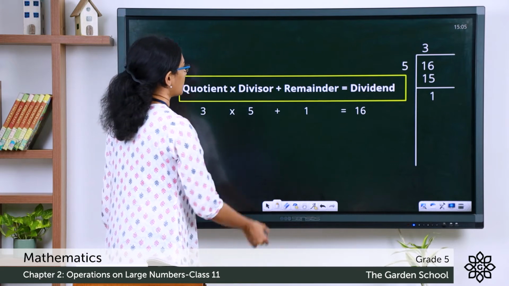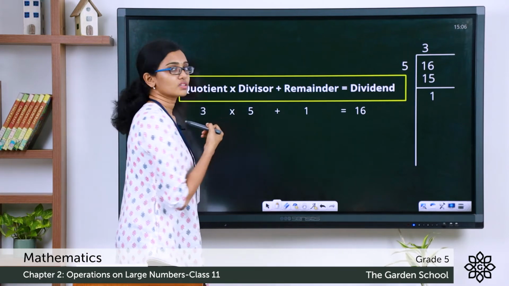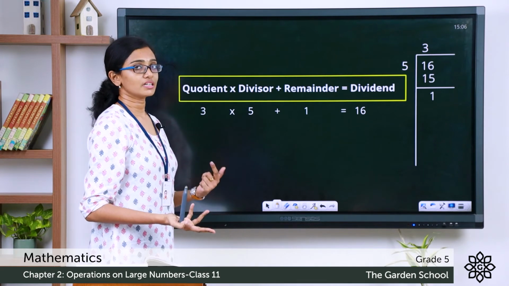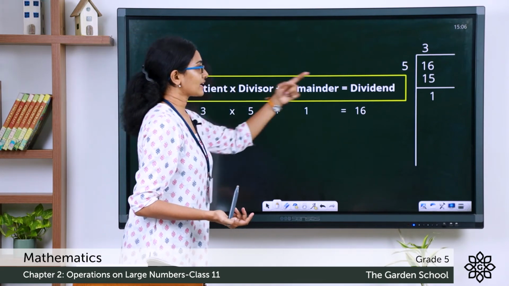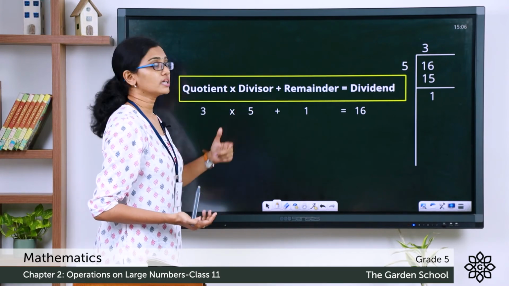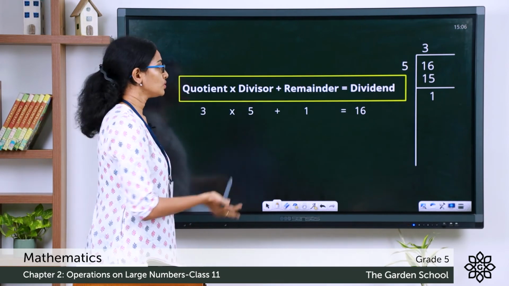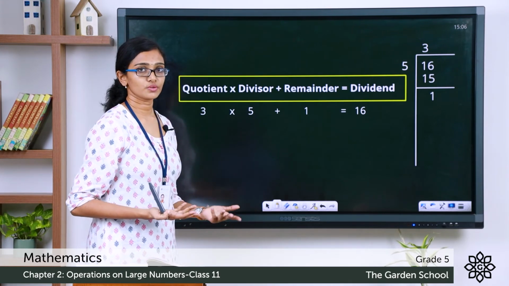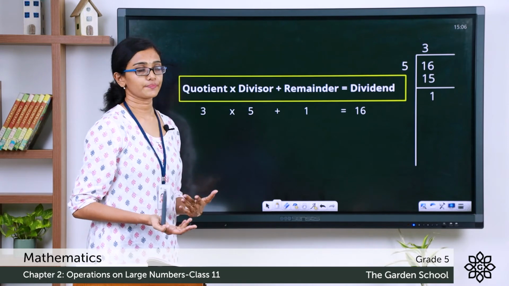Now, you have to keep this formula in mind so that you can check if a division was done correctly. You can get the dividend if you multiply the quotient and the divisor and then add the remainder to it. So quotient into divisor plus remainder should always be equal to the dividend that you are dividing.